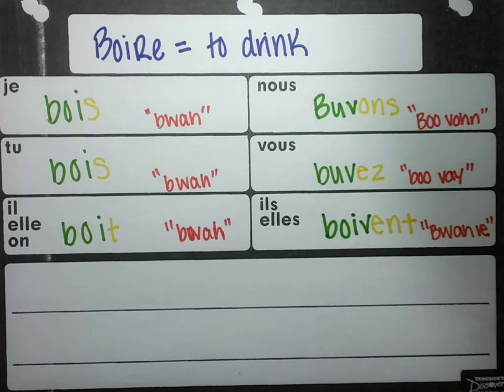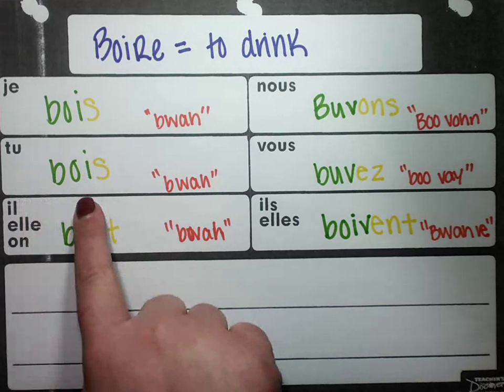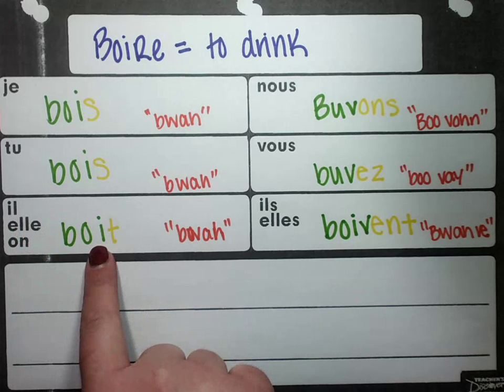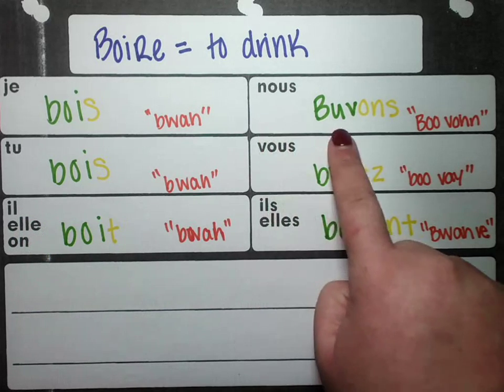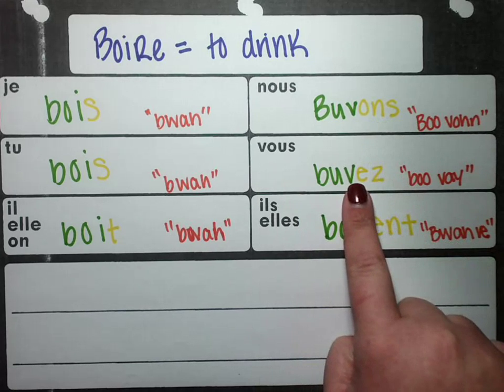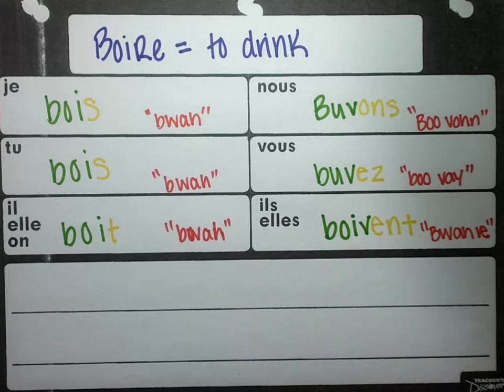All right, so let's go through and say these. I'm going to say them and pause, and when I pause, you should say them too. All right, so we're going to start off. Je bois. Tu bois. Il, elle, on boit. Nous buvons. Vous buvez. Ils, elles boivent. Nice.